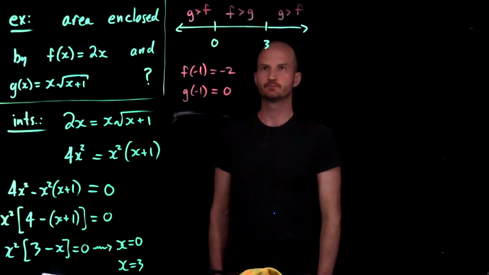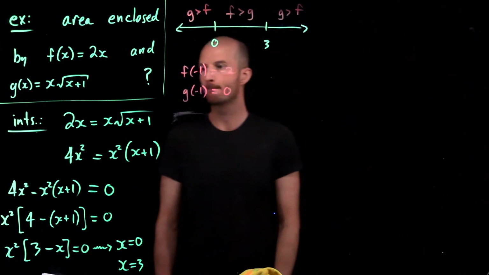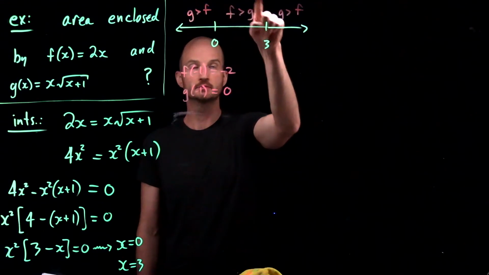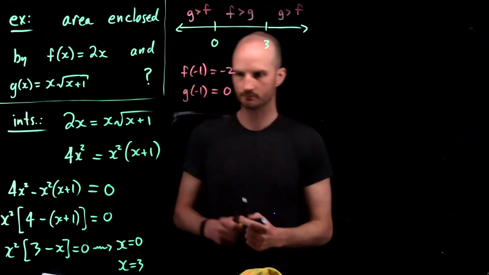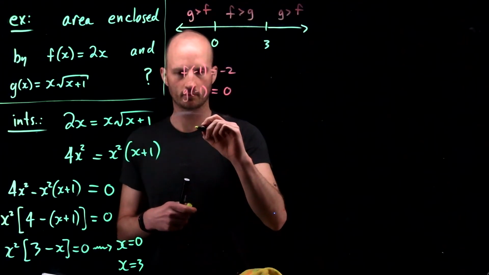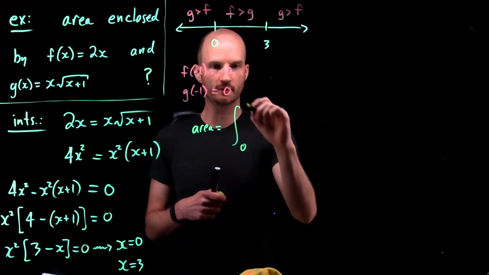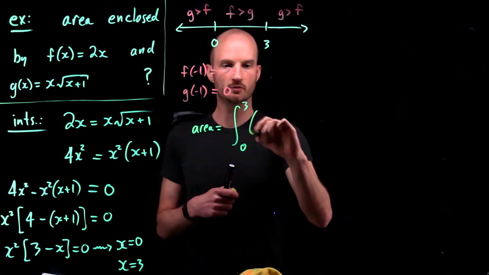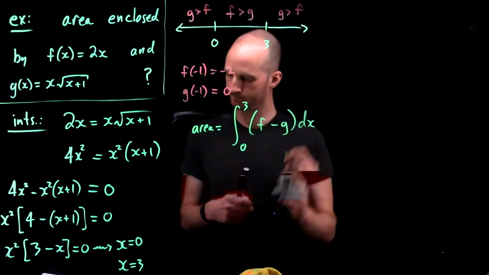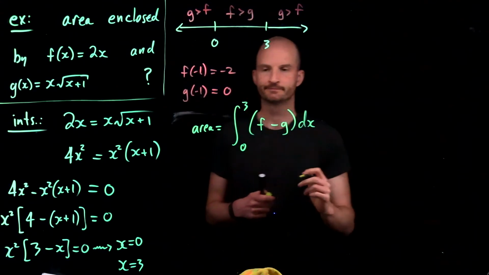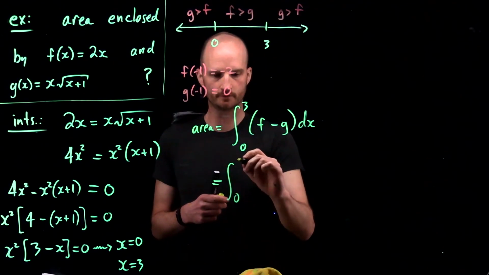So what does this tell me? It tells me that for the important interval, f is the upper function. So I get the integral from 0 to 3, and I do f minus g.